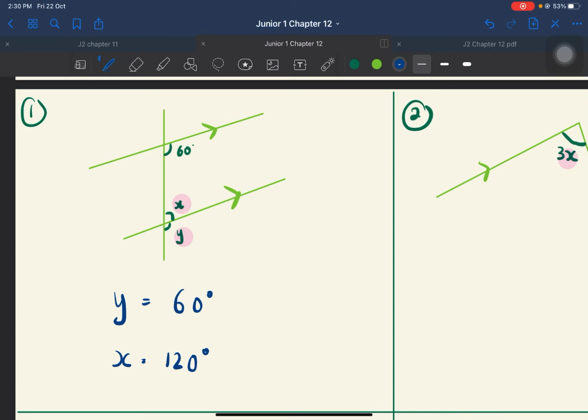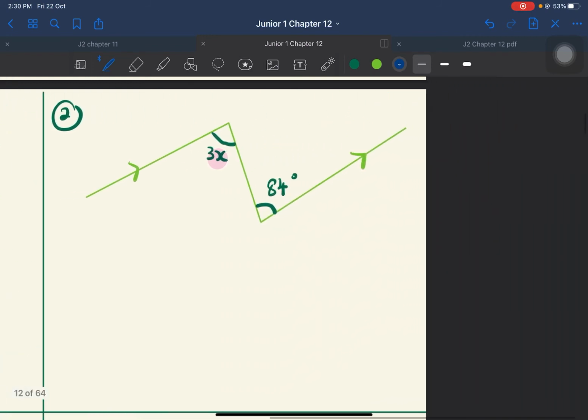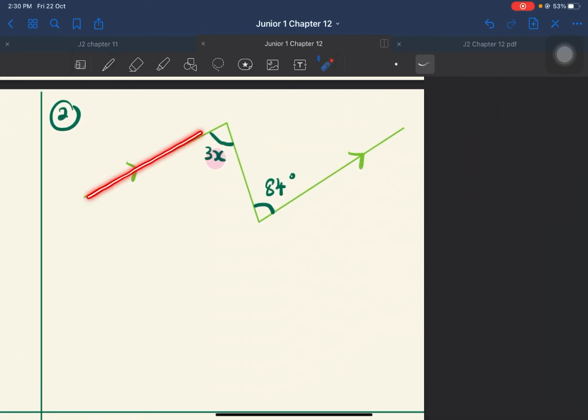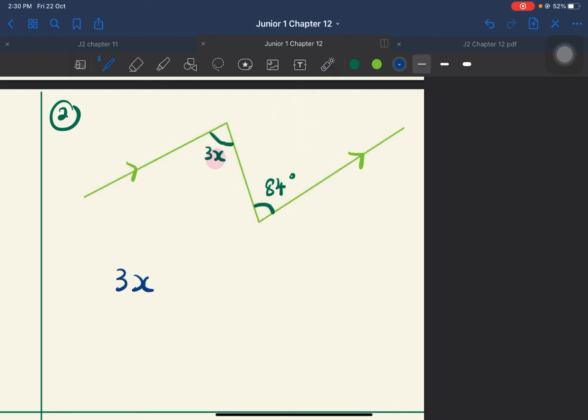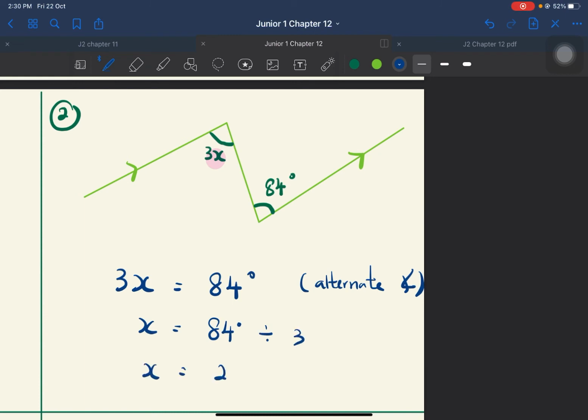Secondly, let's look at this question together. You have parallel lines and a transversal. This is what we call alternate angle, a Z angle. So these two angles are going to be the same, which means that 3x equals 84 degrees. So your x will be equal to 84 divided by 3. You will get x equal to 28 degrees.